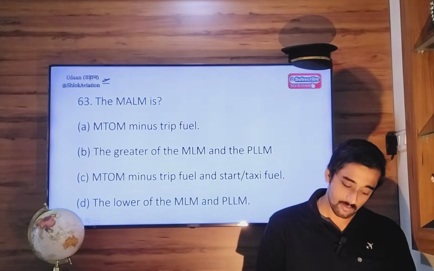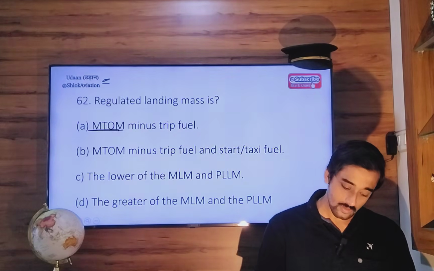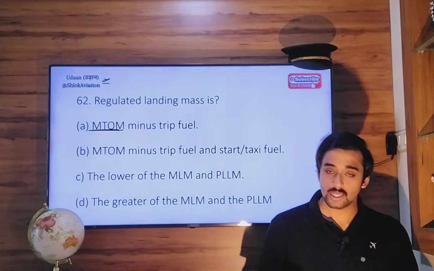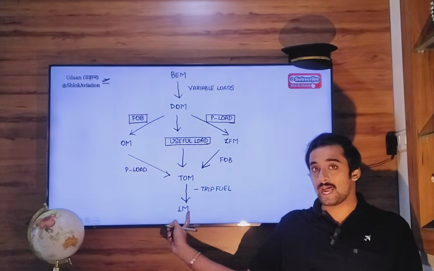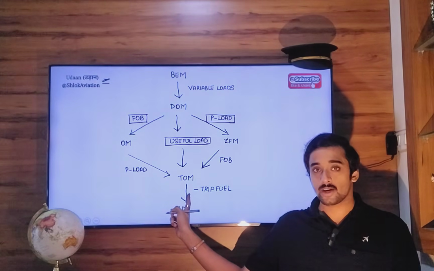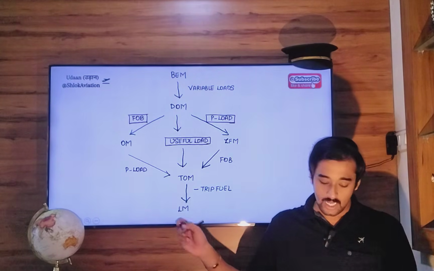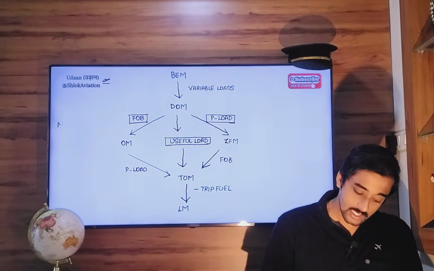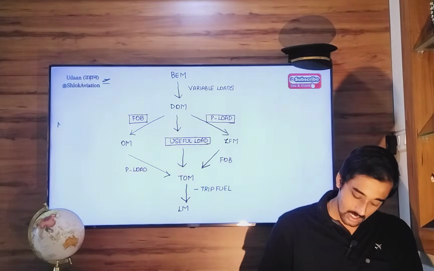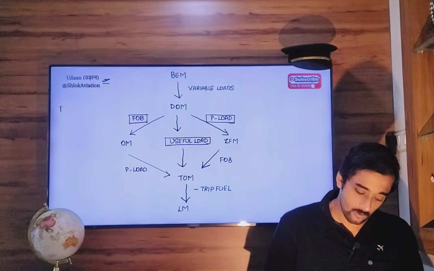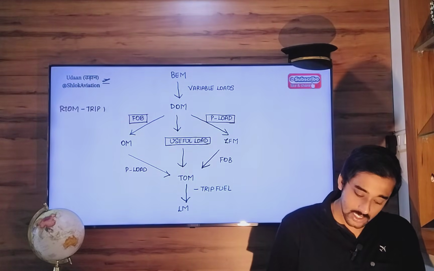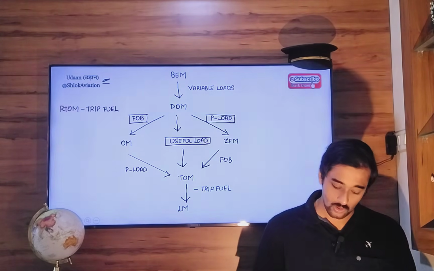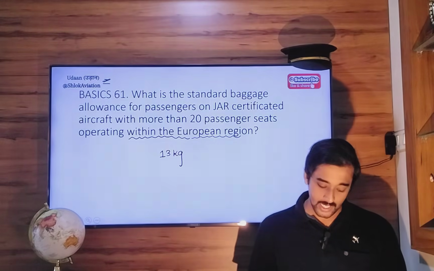Now here the statement 62. Okay, maximum takeoff mass minus trip fuel. So it's right that takeoff mass minus trip fuel gives you landing mass. But the takeoff mass that we are talking about over here is, correction, not maximum takeoff mass, but it is a regulated takeoff mass minus the trip fuel. Okay, so your takeoff mass will be regulated takeoff mass.